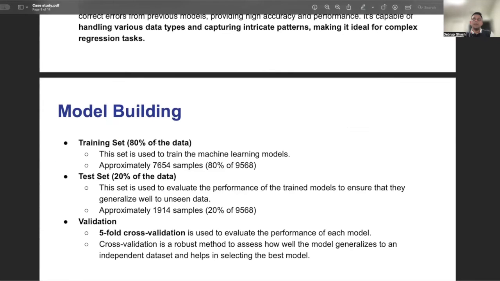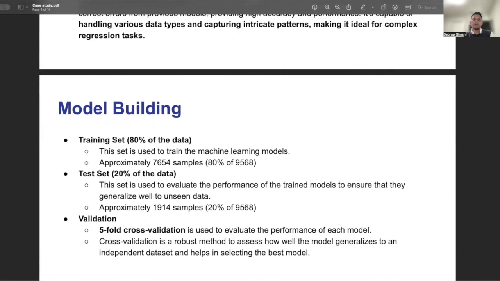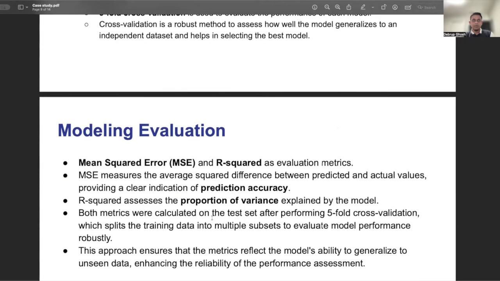In terms of model building, once again, nothing fancy over here. We looked at the training set, about 80% of the data, and the test set, which was about 20% of the data. And we used a five-fold cross-validation to evaluate the performance of each model. In terms of model evaluation, we looked at the mean squared error and the R square. The mean squared error gives a really good indication of the prediction accuracy, and R square captures the variance.